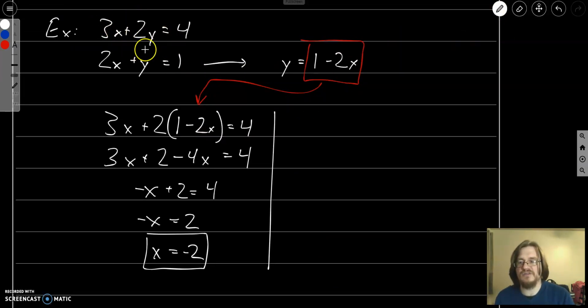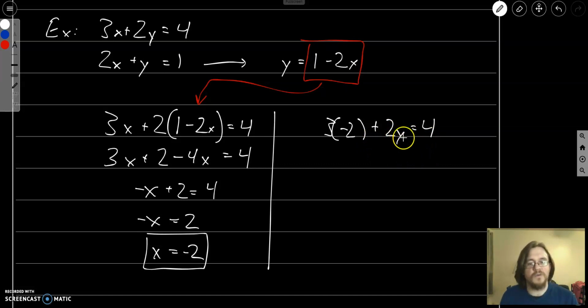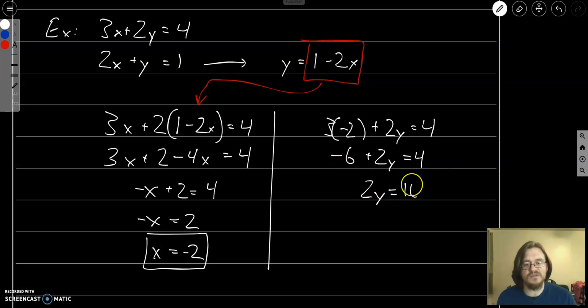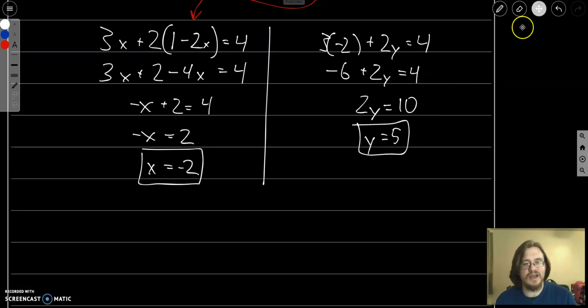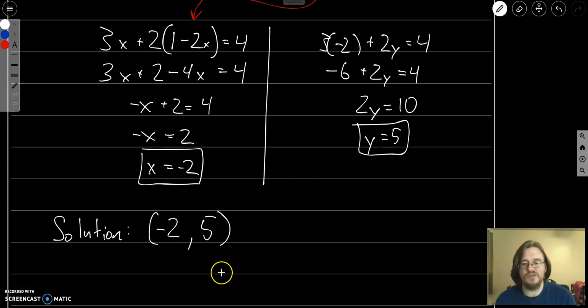So let's use the top equation up here. So I've got 3 times x, but I know that x is negative 2, plus 2y is equal to 4. So if I try to solve this for y, 3 times negative 2, well, that's negative 6, plus 2y is equal to 4. I can add 6 to both sides to cancel that 6, and I get 2y is equal to 10. Dividing both sides by 2, I get y is equal to 5. So I have my solution. Negative 2 is going to be x, and 5 is going to be y. So I need both numbers, x and y, so my solution is an ordered pair of numbers.